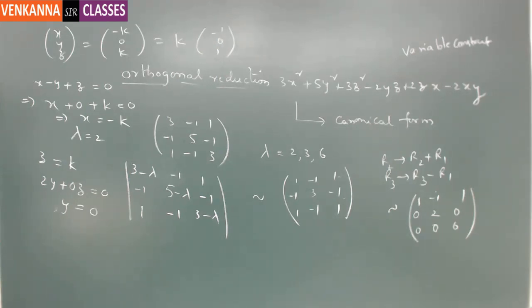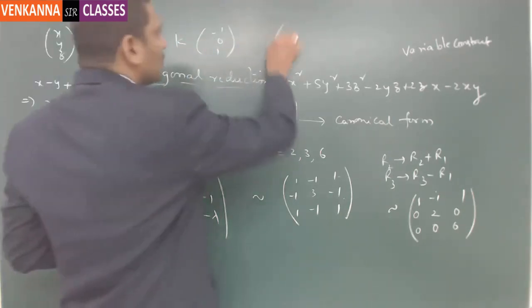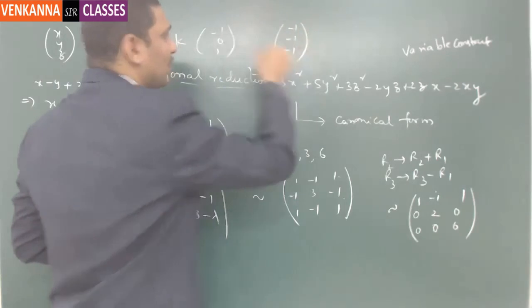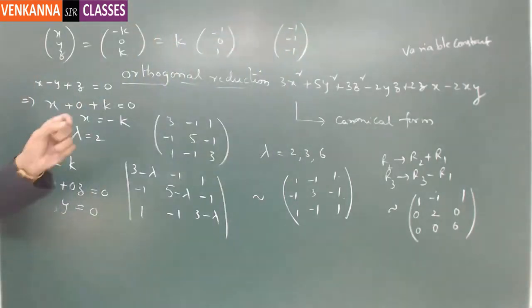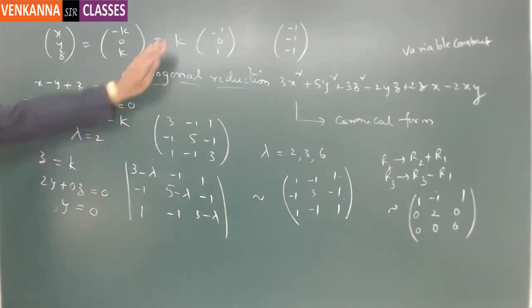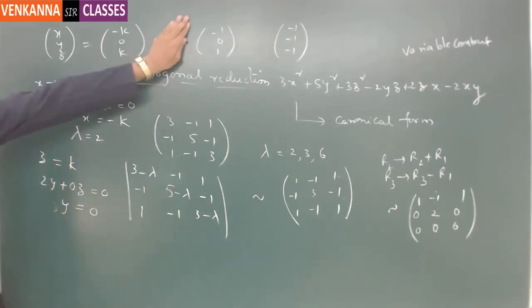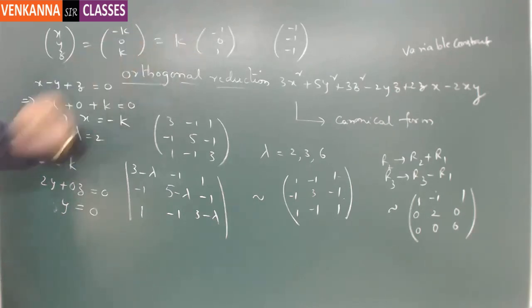In a similar manner, for lambda equal to 3 and lambda equal to 6 also, we will find the respective vectors. If you have found them, the values happen to be minus 1, minus 1, minus 1 as one vector. I am not writing the constant there. Whenever I say eigenvector, we don't consider k, we simply consider this vector, minus 1, 0, 1. And the other vector happens to be 1, minus 2, 1.